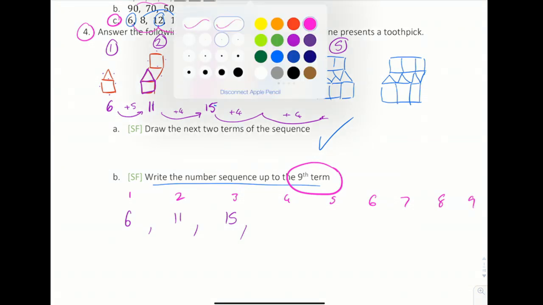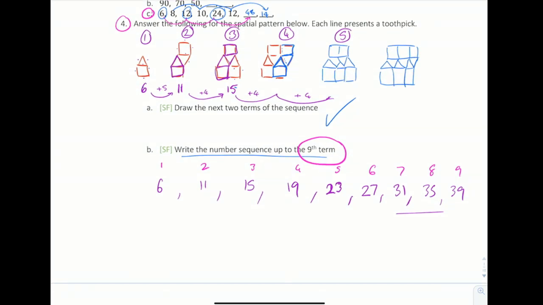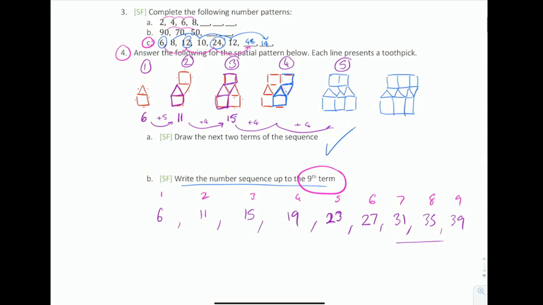Oops, probably didn't leave myself enough room there. So to get to the fourth term, I just add 4. That gives me 19. Add another 4, I should get 23. Add another 4, I should get 27. Add another 4 again, I should get 31. Add another 4, I should get 35. Add another 4, I should get 39 toothpicks. I think that's what my solution was. If not, I've probably just added the number 4 incorrectly while trying to go in very quick.